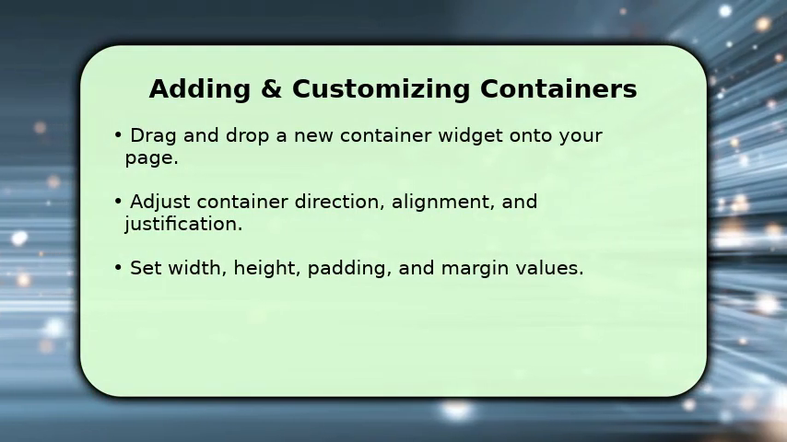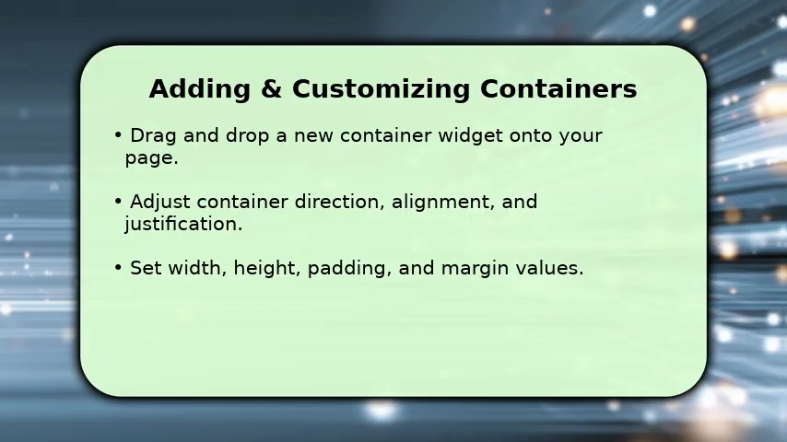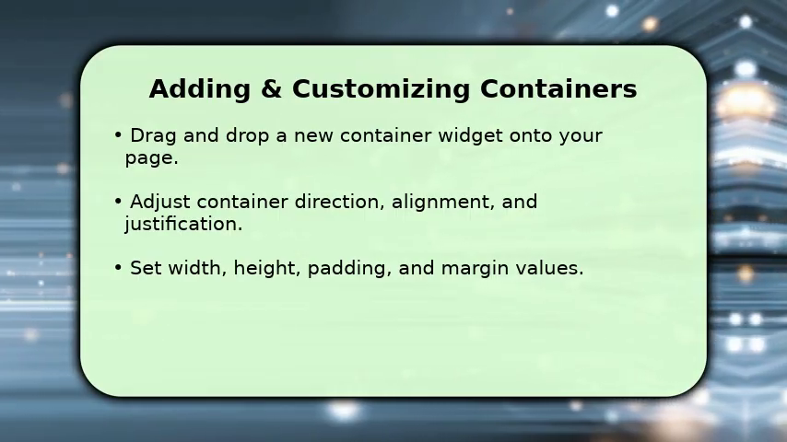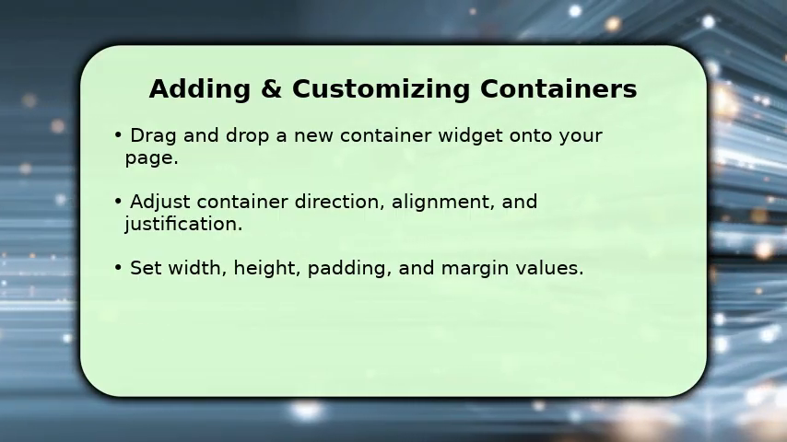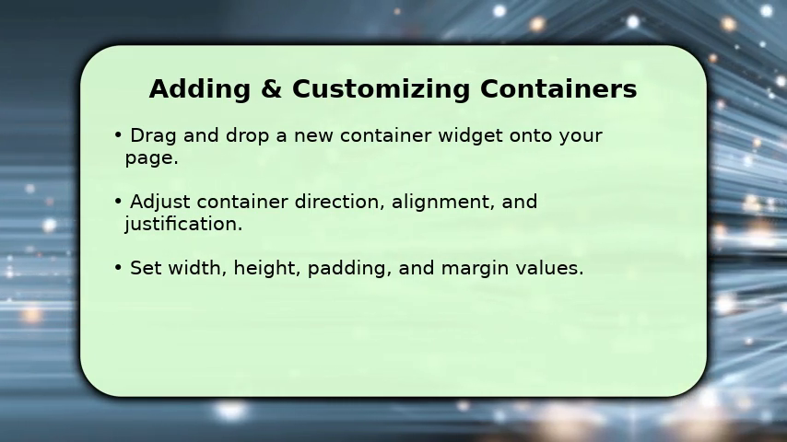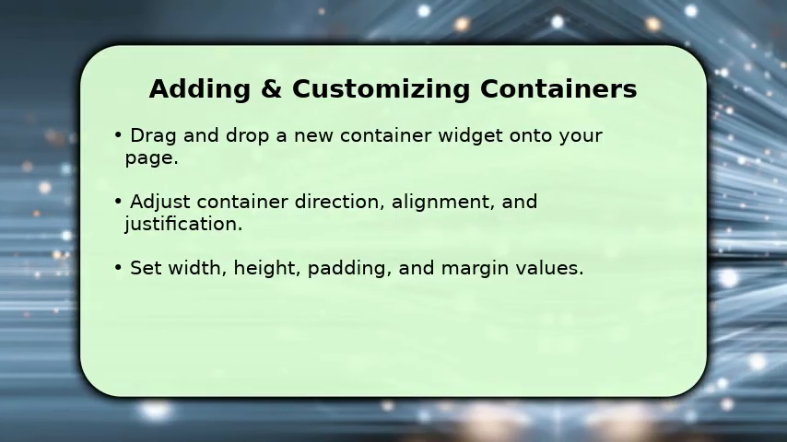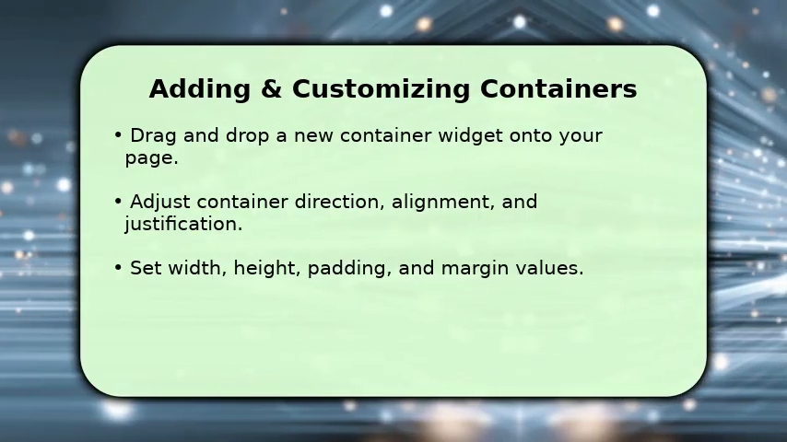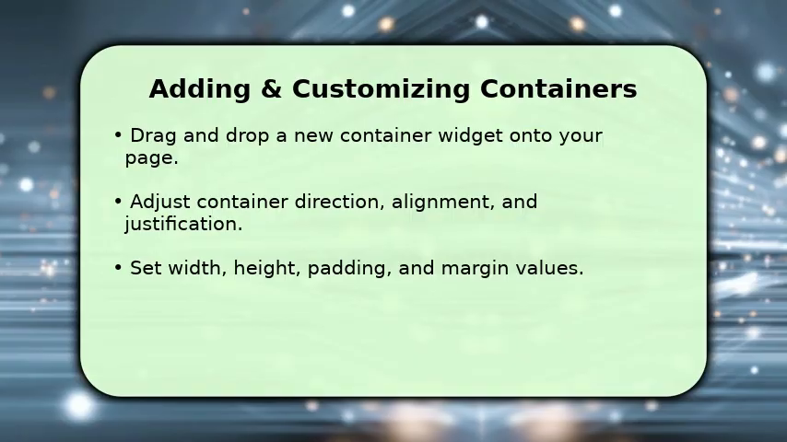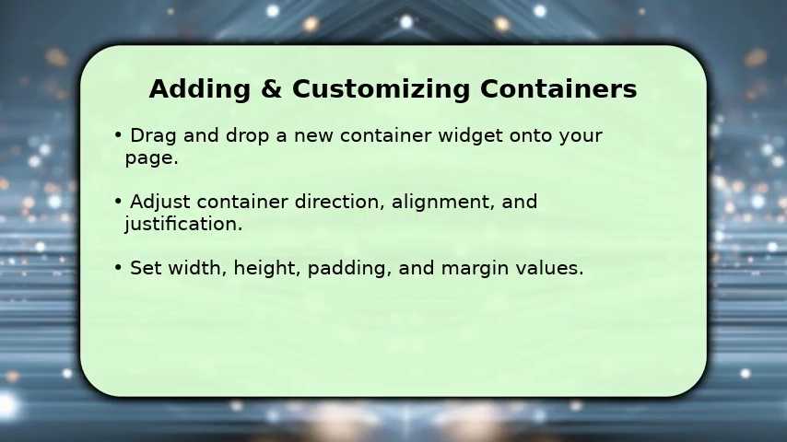Once activated, you can add a container by dragging the container widget onto your Elementor page. You'll find options to configure its layout, including direction, alignment, and justification of items within it. You can also set specific width and height, along with padding and margin values. For more complex designs, you can even nest containers inside one another.